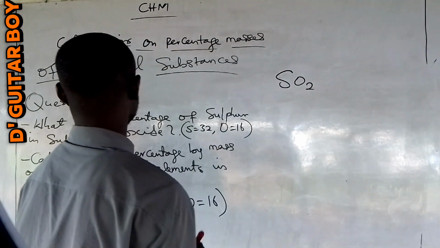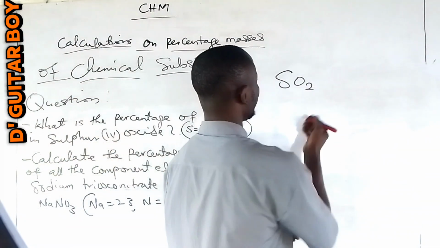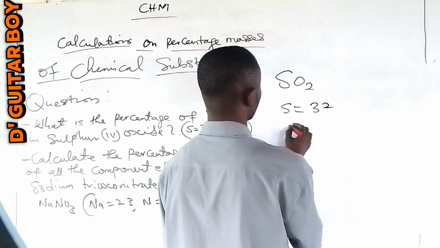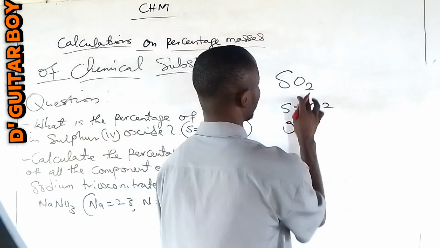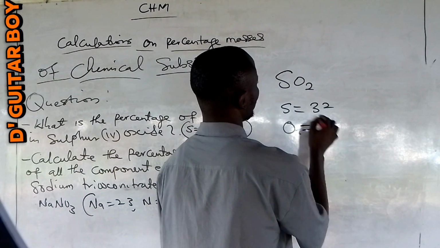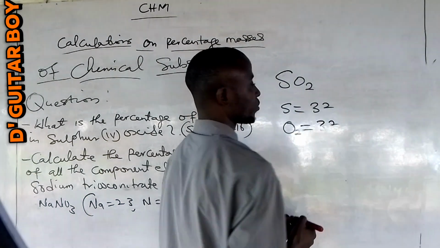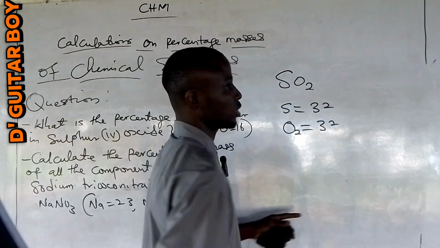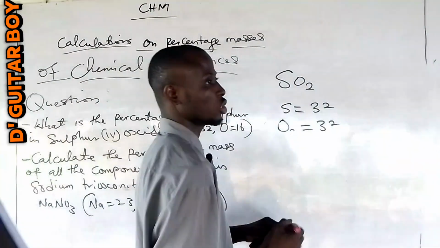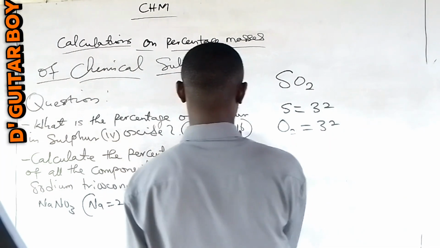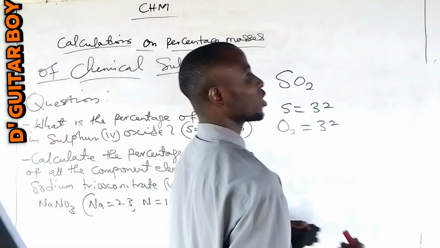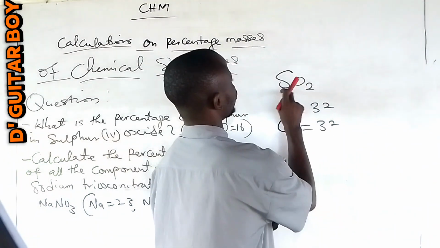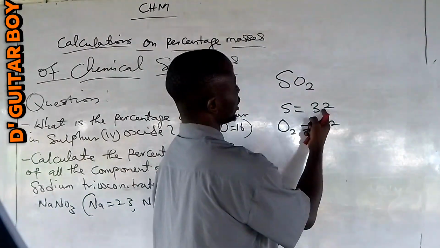They said calculate the percentage of sulfur. Now, you have to know the mass of sulfur is what? 32. For 1 sulfur it is 32. The mass of oxygen is 16, but we have 2 here, so the oxygen molecule will be 32. Just know that 1 is 16, 2 is 32. So they said, what is the percentage of sulfur inside this full thing? If oxygen is 32, sulfur is 32.